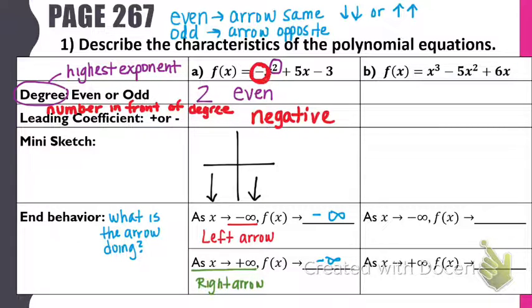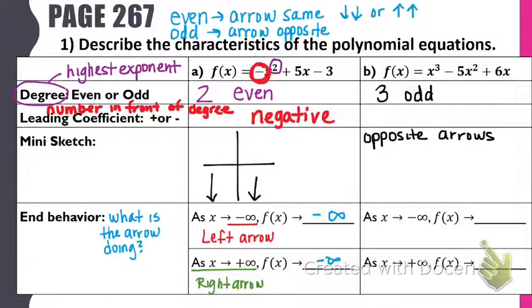So let's look at question B. So do you think B is an even or an odd degree? What's the highest exponent that you see in example B? 3. Is 3 an even number or an odd number? So what that tells me is that my end behavior for this example is going to be opposite. I'm going to write this in this box. So the arrows won't be the same.